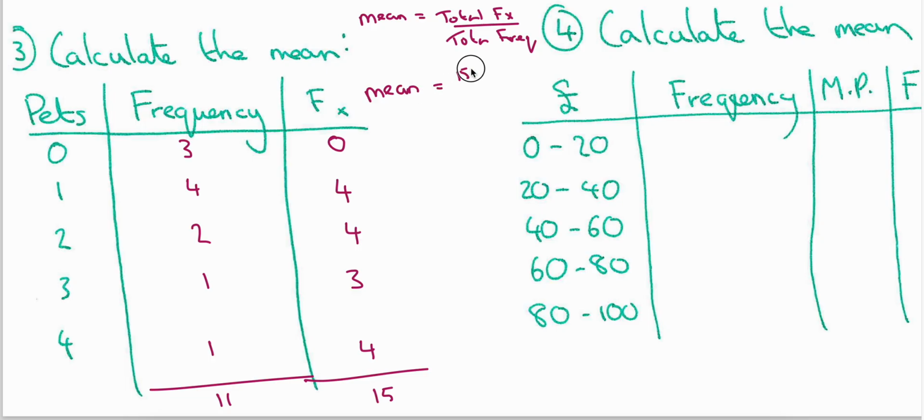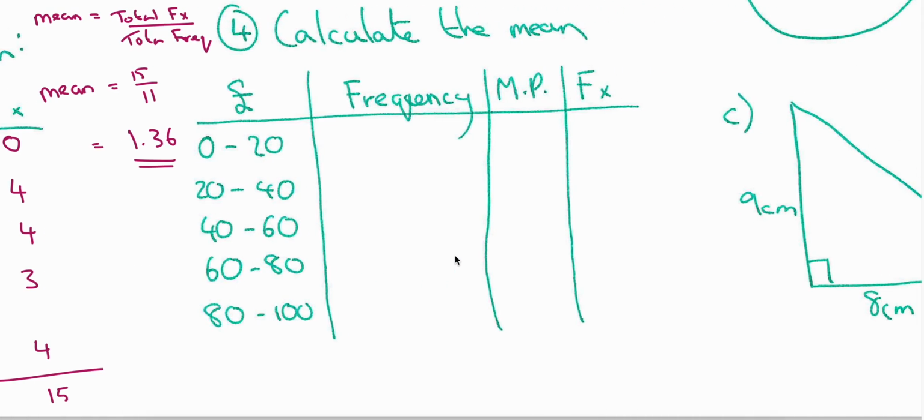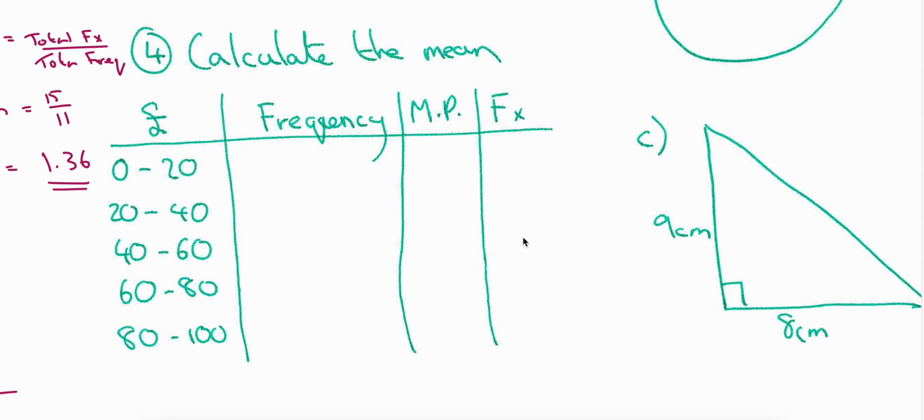So the mean is equal to 15 divided by 11. And if I put that into the calculator, 15 divided by 11 is going to be 1.36. So the average person has 1.36 pets. There we go.